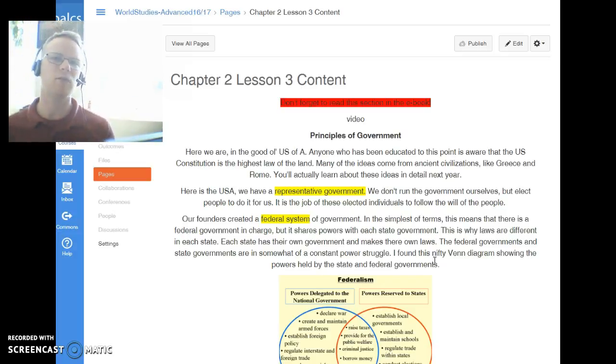Here in the United States, we have a representative government. That means that you and I don't run the government. But when we're all adults, when you grow up, you get to be 18, and me now, we elect people that run the government. They represent us, and they are supposed to do what we want them to do.